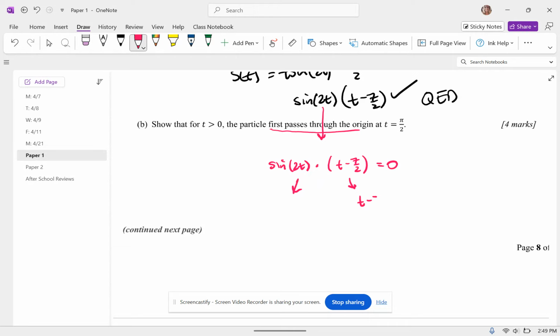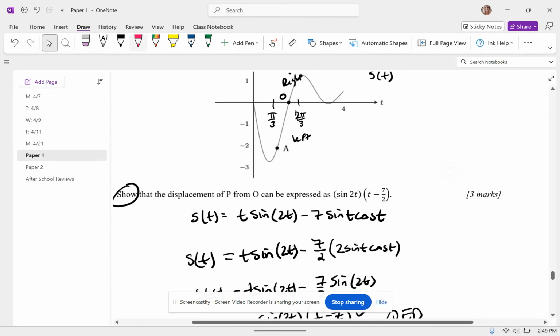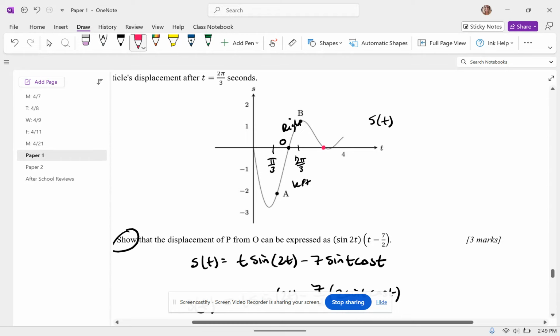You have t minus 7 over 2 equals 0. Some of you guys got this solution, but you didn't explicitly reject it. You would have to show that you explicitly reject this solution because it is not the first time. You could just write reject, or you could write not the first time. This is not the first time it passes through the origin. That is, in fact, this guy right over here.